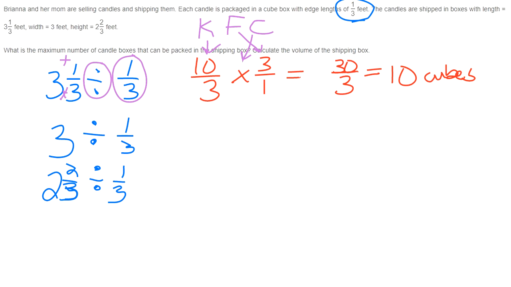So that was my little trick to remember it. Keep, flip, change. I need to keep the first one, I need to flip the second one, and I need to change division to multiplication. Okay. Now let's do some numbers that we already know the answers to.